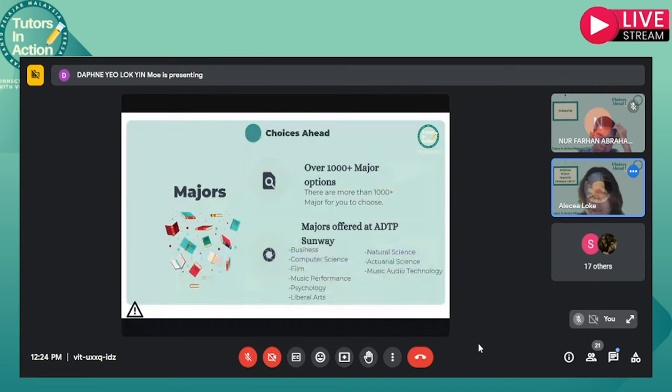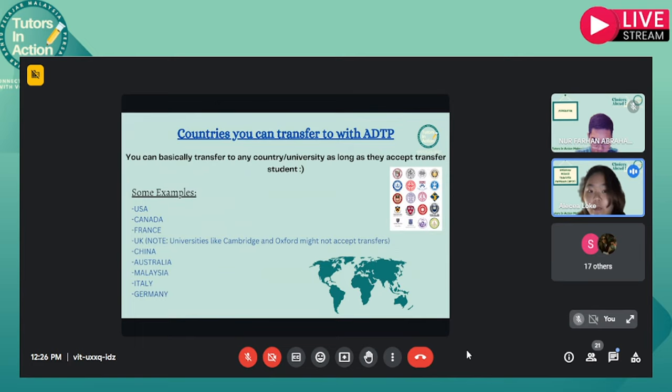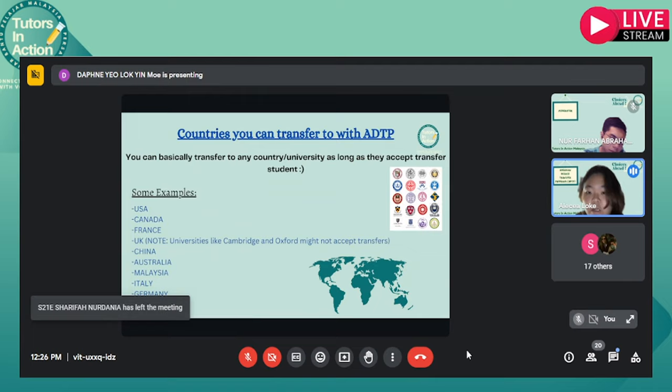Most countries accept this program because you're not going as an ADTP student, but as a transfer student. So it's like doing a degree in Malaysia and transferring overseas. So here are some countries that you can transfer to with ADTP. But basically you can transfer to any country as long as they accept transfer students. Some examples are USA, Canada, France, and UK. But in the UK, some universities like Cambridge and Oxford do not accept transfers. So if you want to go there, I highly recommend you not consider ADTP, but instead consider courses like A-levels. And China, Australia, or you can transfer locally in Malaysia.